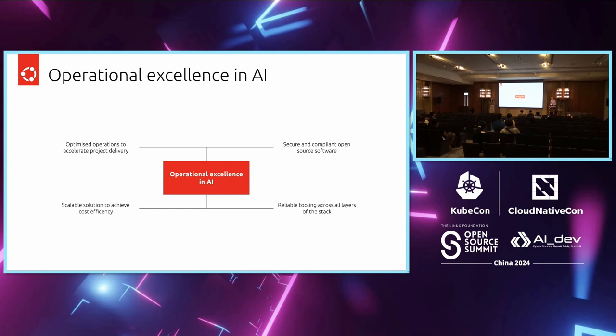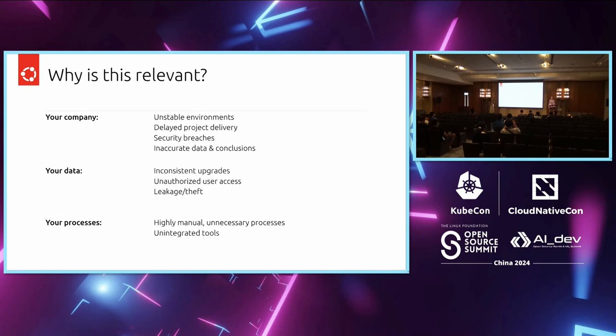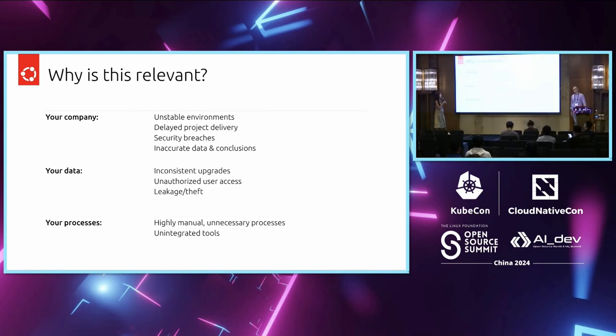And why is it important? Well, I'll start with the company. As an organization, you want stable environments. We have every other day organizations and business leaders complaining about different tools being unstable. But then also, you don't want delayed project delivery. If you agree on a timeline, you should be able to keep up to that, because otherwise you don't see return on investment on your project.